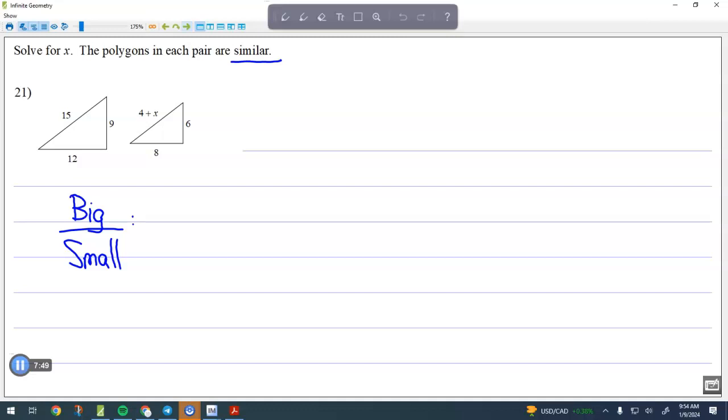So that has to be in one of my fractions. That's the small diagonal, right? So what's going to go up here? What matches with that in the big triangle? It's the 15. So that's big over small there.